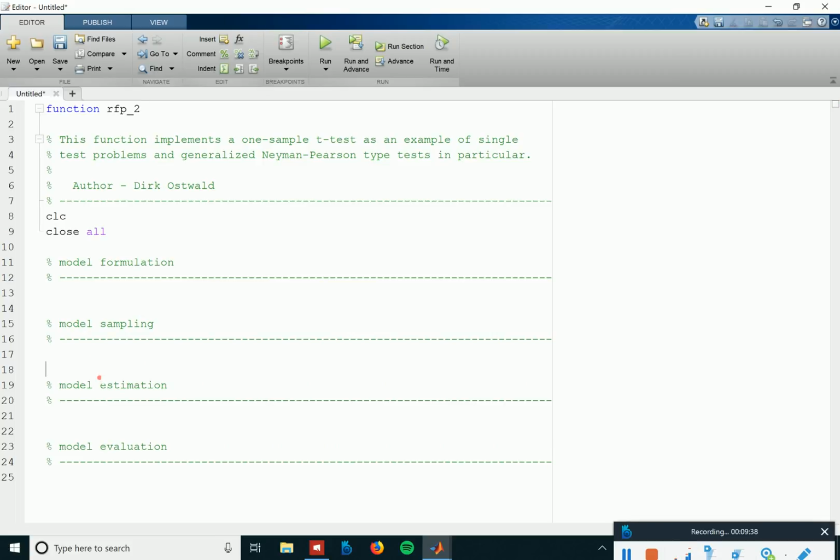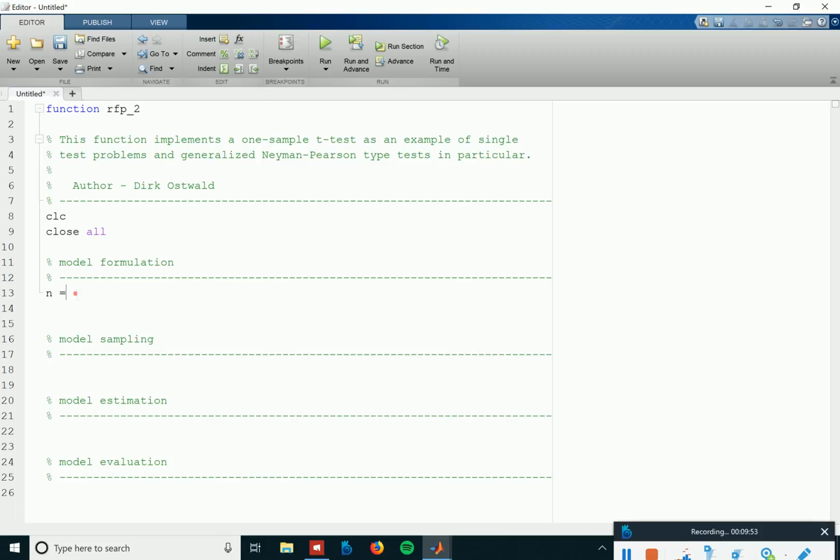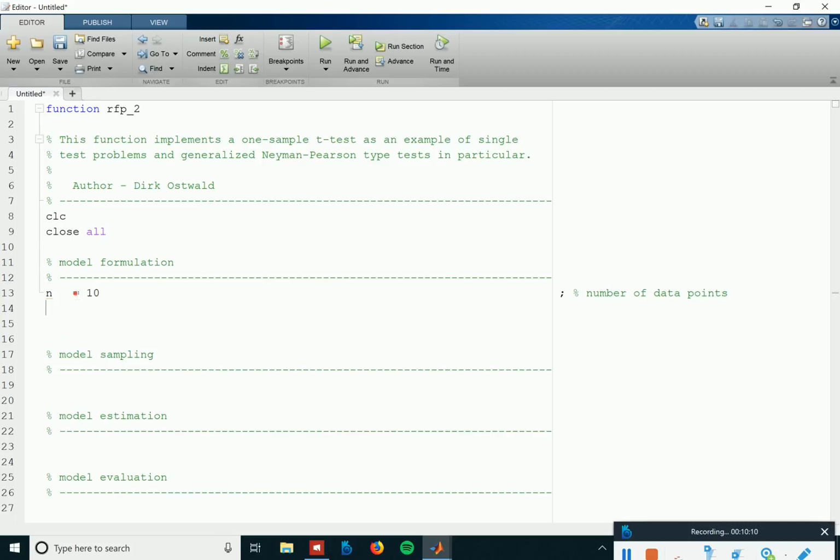So in real life, you would of course only start here, from the model estimation, because the data you will have obtained in your experiment, but because we're doing simulation, we can simulate reality. So let's assume we do a t-test on n equals 10 values. So that's the number of data points. And then we are using, of course, the design matrix formulation of a t-test.